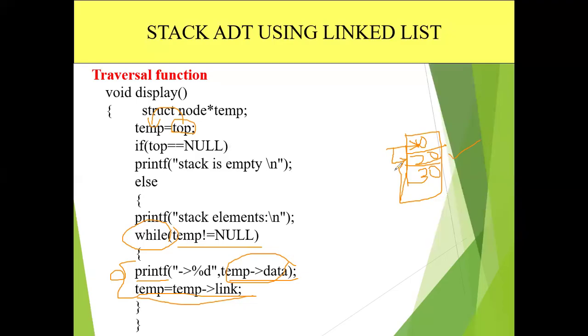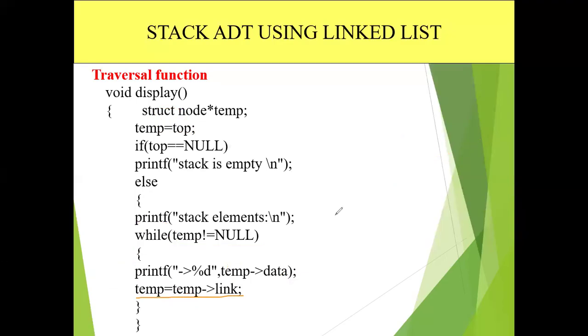Again, after displaying 20, in order to display 30, we move from 20 to 30 by executing the statement temp is equal to temp arrow link. This is the statement which is meant to travel from one value to another value. When it is moving value by value, each time it is checking whether temp contains a null value or not. If temp does not contain a null value, it displays the value that is in that particular stack.